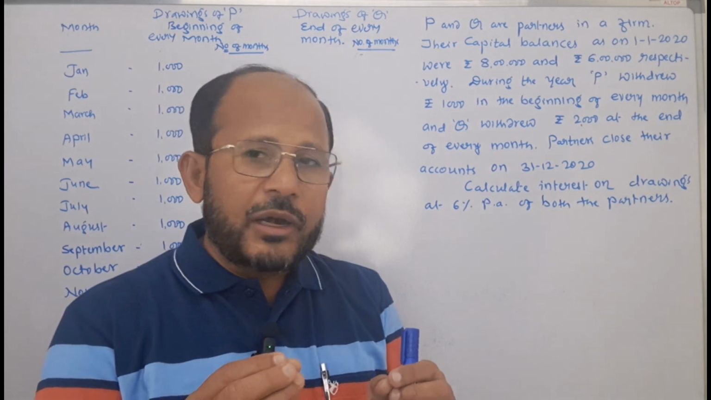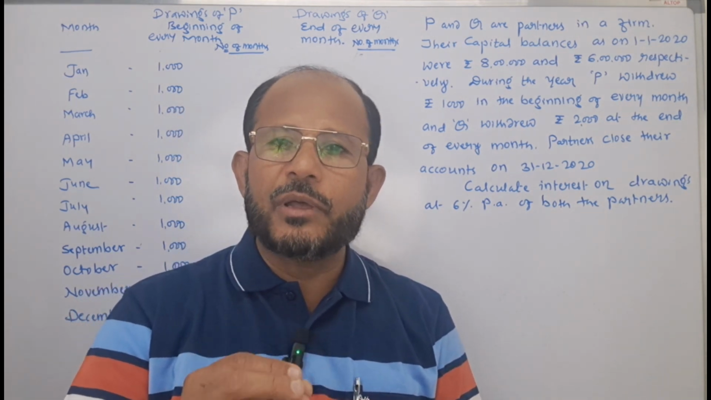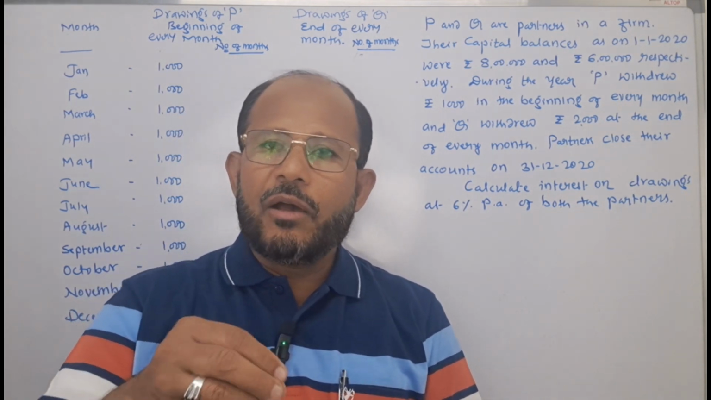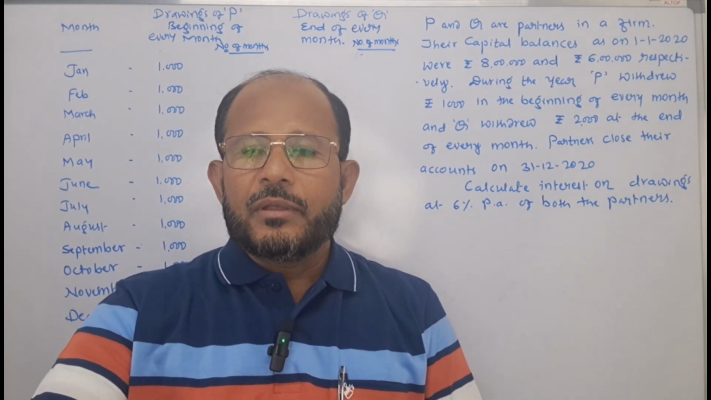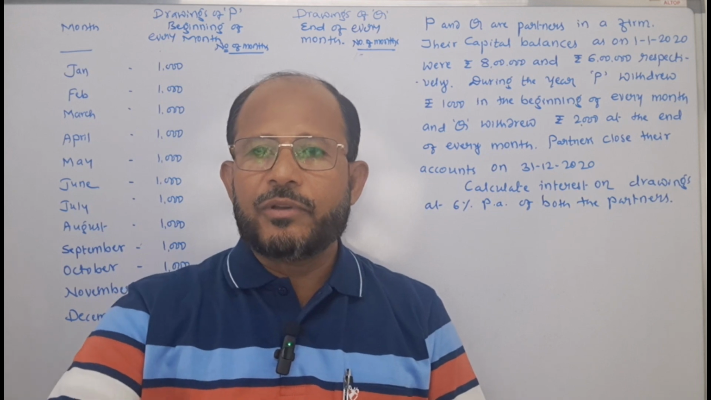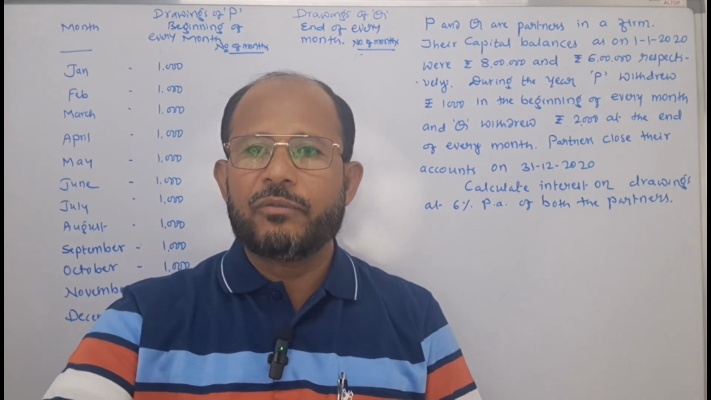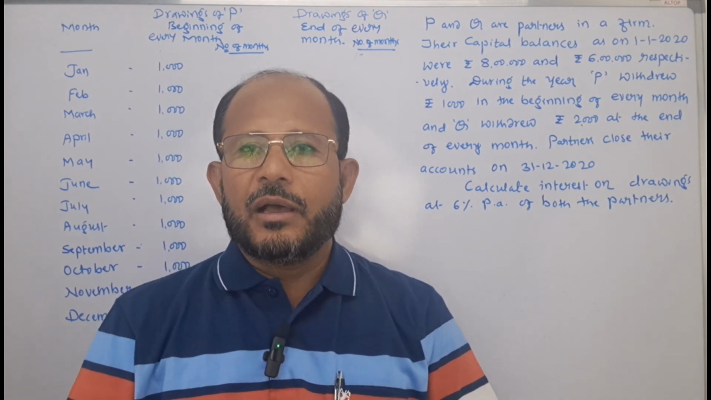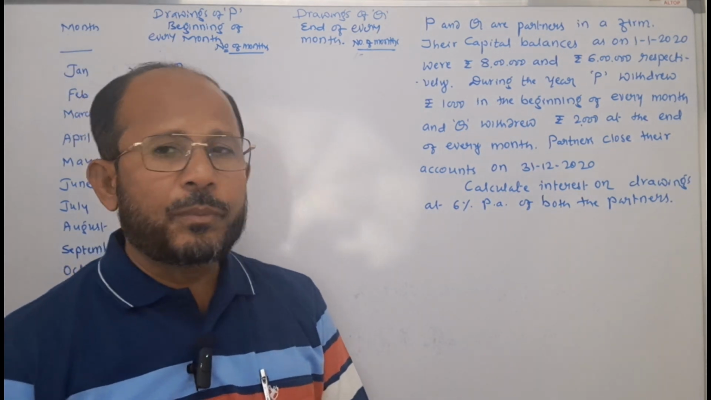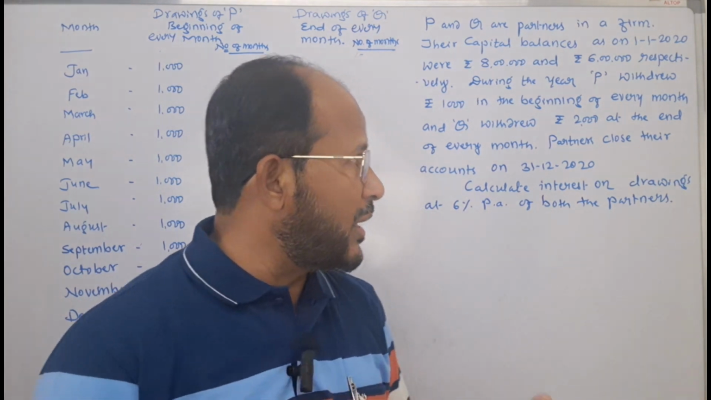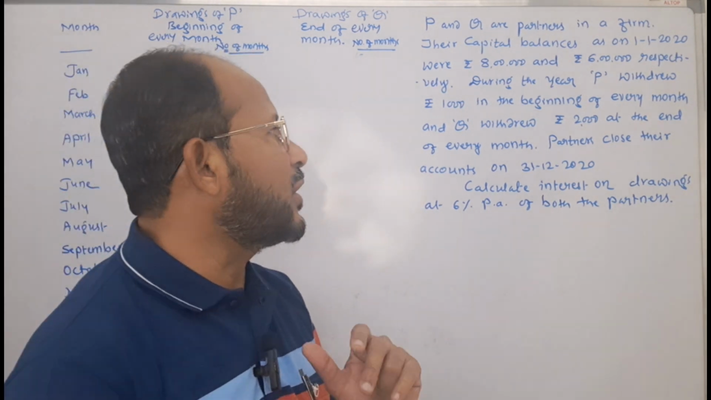But here the wording at the beginning is given. That is very important here. At the beginning of every month, in the sense we have to assume that on 1st January he withdrew rupees 1000. On 1st February he withdrew again rupees 1000. On 1st March he withdrew again rupees 1000. Like this up to December he has withdrawn rupees 12,000. Total amount withdrawn by the partner is 12,000.